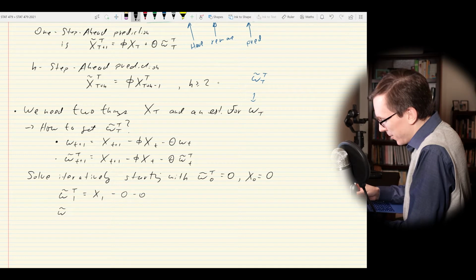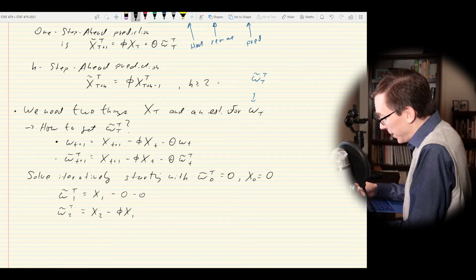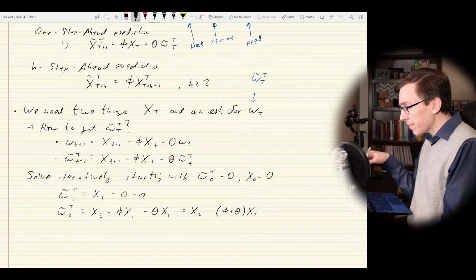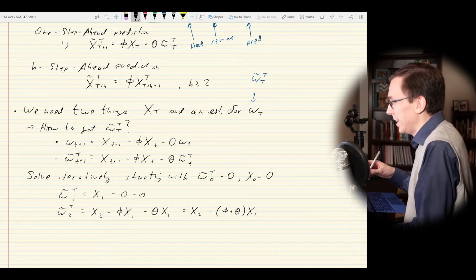The second white noise piece, well, what's that going to be? In that case, it's going to be the second observation minus phi times the first observation. But then we also have to subtract theta times the previous guy, and the previous guy is just x1. So when we put all this together, we end up with x2 minus phi plus theta times x1. And we can keep going like this if we really want to.